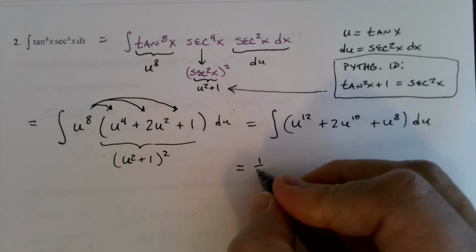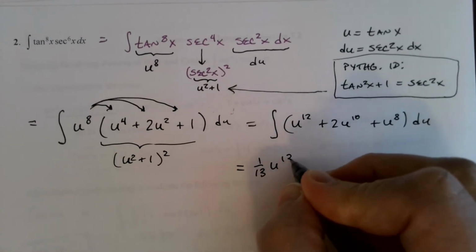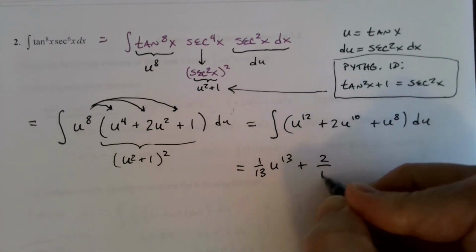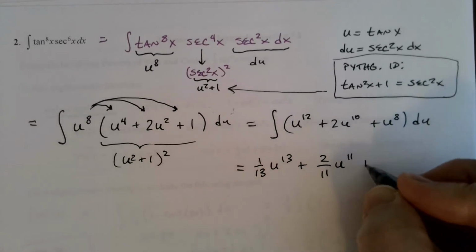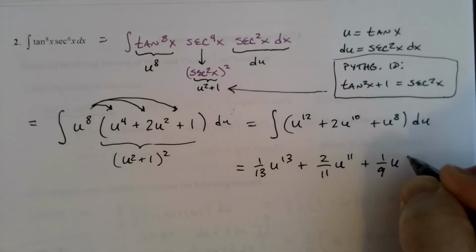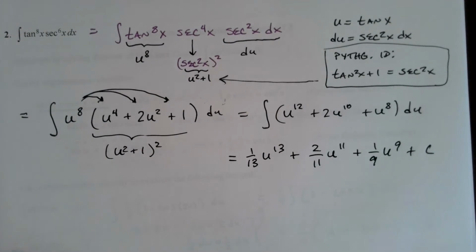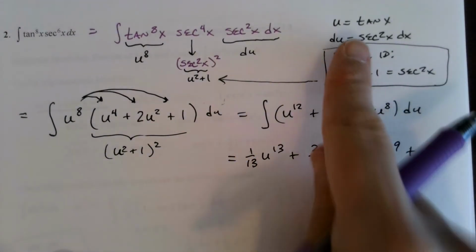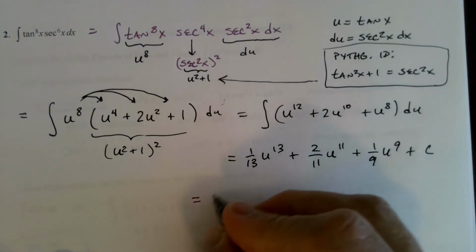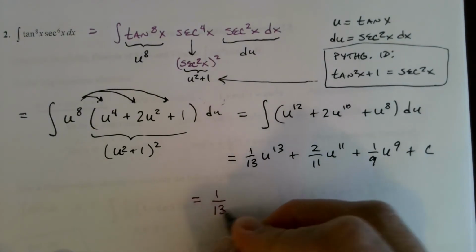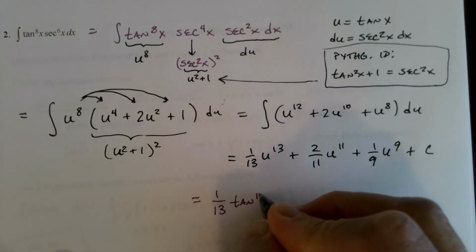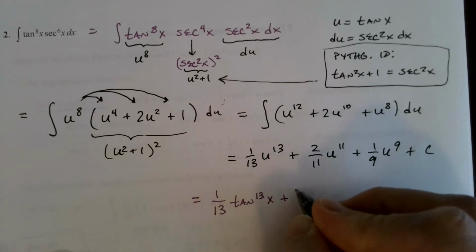Antiderivative, easy. Plus C. And go back to the original variable. U again was tangent x, and so here is our final result. As crazy as it looks.